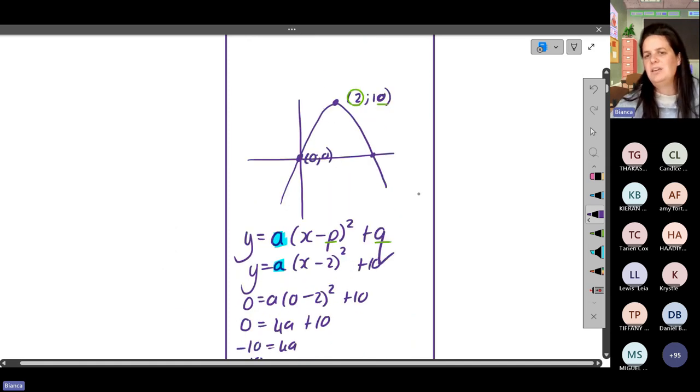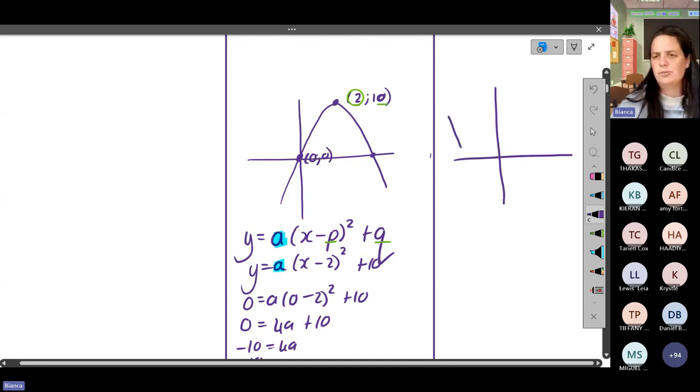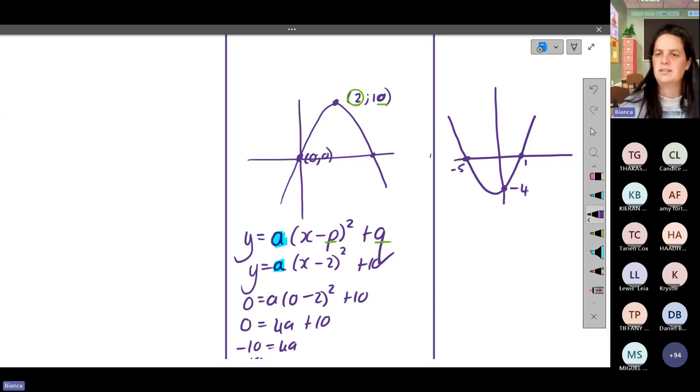Another thing we can do is we can give you the roots, the x-intercepts. Remember what I said? So let's say the parabola is a happy one, although it doesn't really matter what it is. And let's say I give you the y-intercept. Let's say the y-intercept is negative 4. And we'll say the roots are 1 and negative 5. So in this question, I've given you the y-intercept, but I've also given you the x-intercepts.